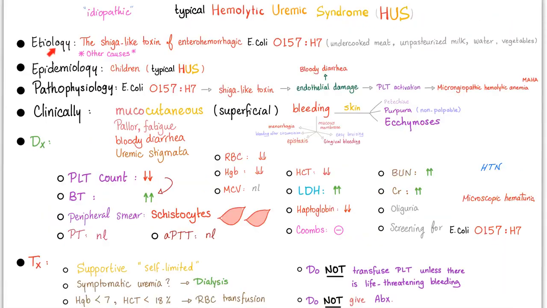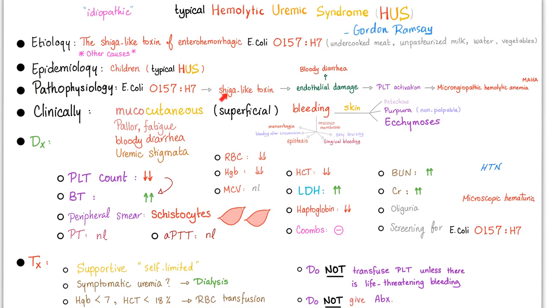Typical HUS etiology, idiopathic. The most likely cause is the Shiga-like toxin of the enterohemorrhagic E. coli 0157H7 associated with undercooked meat, unpasteurized milk, water, and vegetables. Epidemiology, children. This is the typical HUS, by the way.